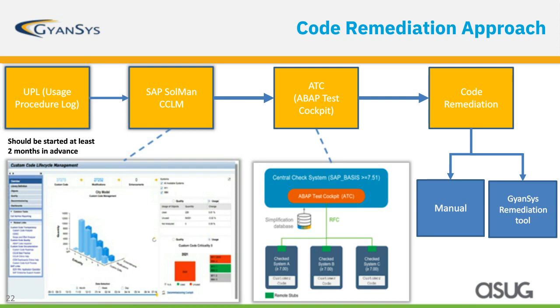We run this ATC and analyze all the custom code, and it will give you all the conflicts or issues which may come when we are moving to the S4 HANA system. That actually generates a work list for us. Now we can use the UPL to prioritize our work list, because UPL tells us which functionality and which custom code are heavily used in the system, and that helps us prioritize the custom code work list. So that's how we use ATC.